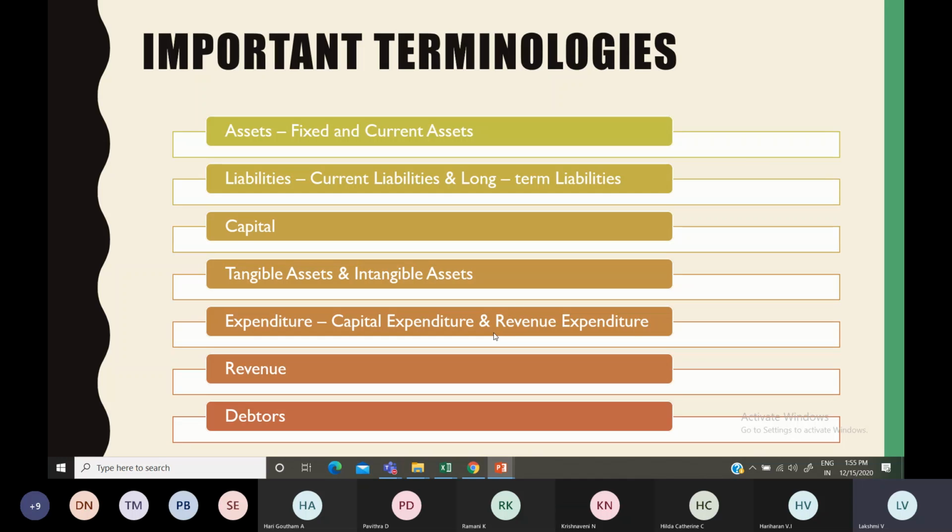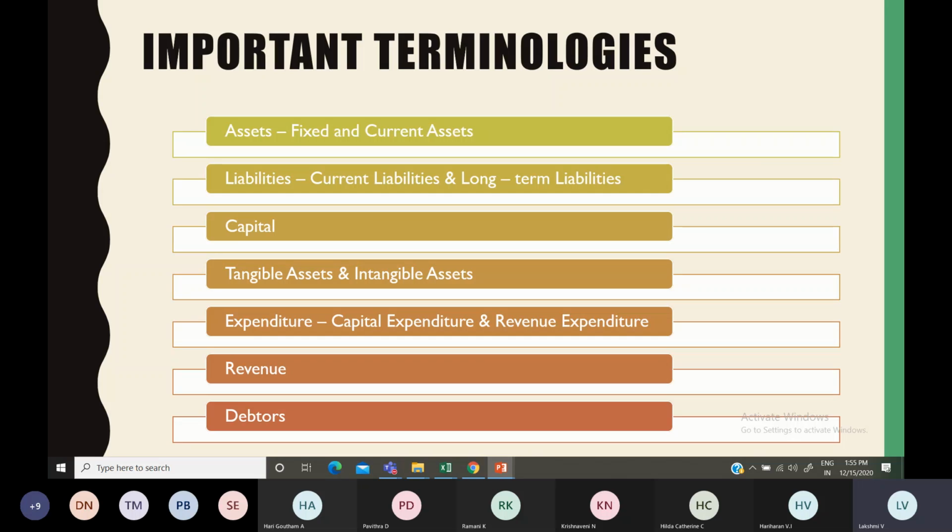But revenue expenditure is somewhat different. Every now and then you have to incur. Okay, if I am appointing a labor for daily wages, I have to pay him daily. If he has produced 6 units of output, I'll be paying this much amount, per unit 8 rupees or per unit 10 rupees. So like that, certain expenditure I have to incur daily or on a monthly basis.